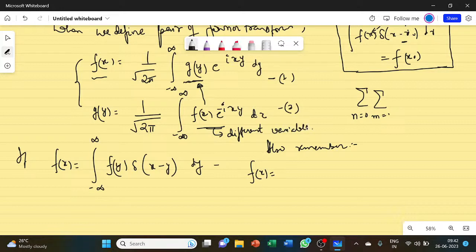So what will happen, this will come out as 1 upon 2 pi, because 1 upon root 2 pi times 1 upon root 2 pi becomes 1 upon 2 pi, and this is minus infinity to plus infinity. Instead of g of y, I'm again writing minus infinity to plus infinity, f of x dash e to the power minus iota x dash y dx dash. There is also e to the power iota x y, so I will write it here.